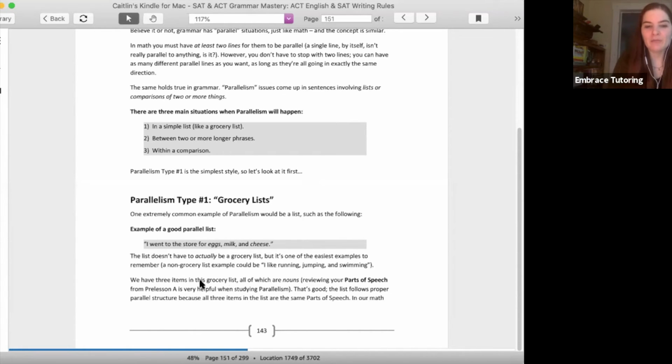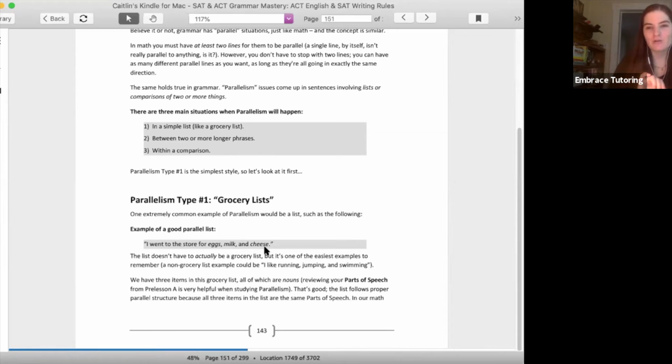If you have three items in a grocery list, all of which are nouns, they're falling into the same category. In I went to the store for eggs, milk, and cheese, eggs, milk, and cheese are all nouns. Nouns are words describing a person, place, thing, or idea. And just like with our comparative adjectives, they're all nouns in the series.